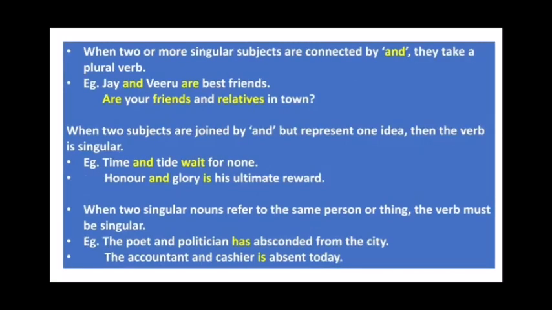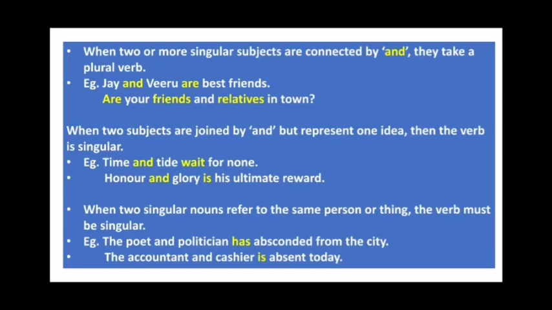Now, when two or more singular subjects are connected in the sentence by and, they take a plural verb. Example, Jay and Viru are best friends. So we have the singular subjects, Jay and Viru, joined by and. So now we have a plural verb. What is it? It is are. So are is a plural verb.